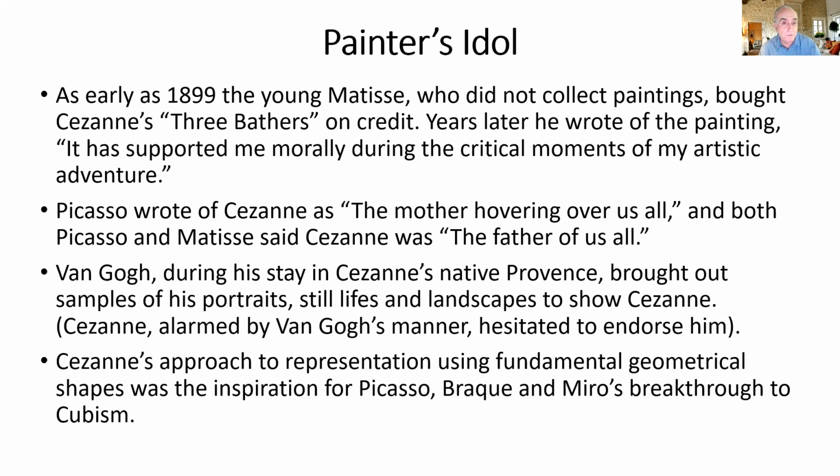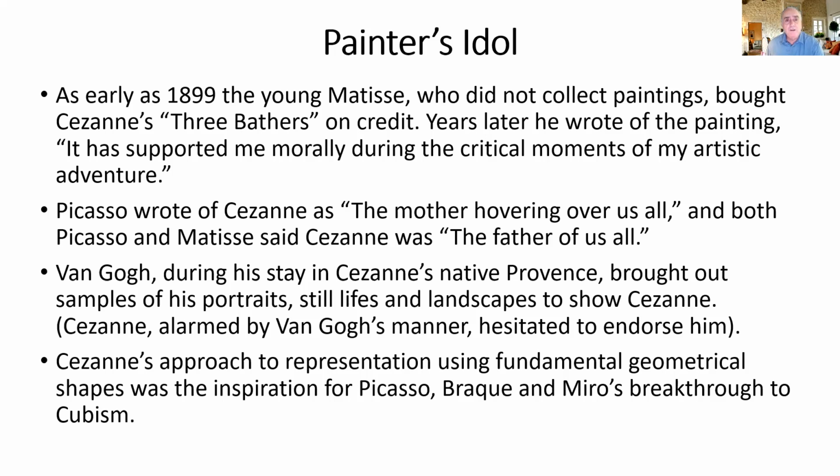Van Gogh spent time in Provence. He met Cezanne. Cezanne didn't invite him to, but Van Gogh said, "May I please, sir?" And Van Gogh went over to where Cezanne was with a whole bunch of his paintings, representative paintings of landscapes and portraits and things, because Van Gogh wanted Cezanne to see, and Van Gogh showed Cezanne his paintings. Cezanne was a little bit alarmed by Van Gogh. He thought Van Gogh was a little bit overeager.